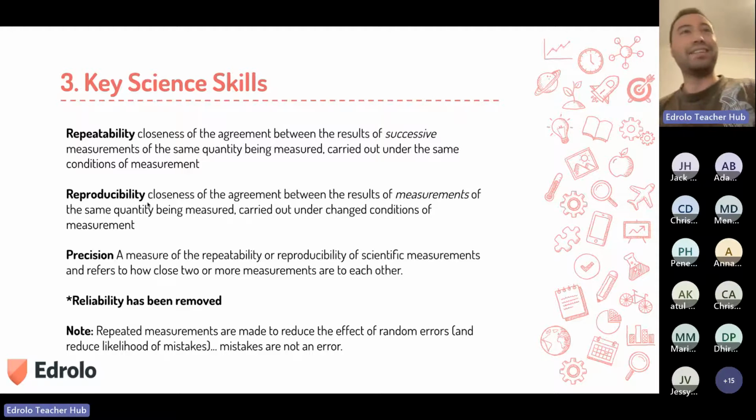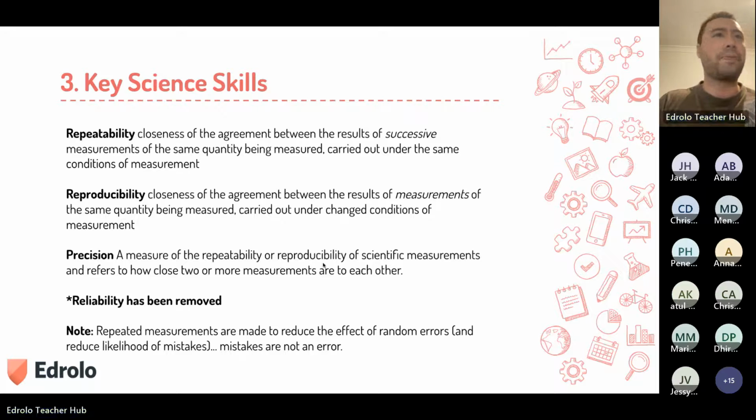Reproducibility is now the term they use for the closeness of the agreement between results of measurements of the same quantities being measured, carried out under changed conditions of measurement. So we're talking about 2 different experiments being reproducible; that's the new word they want to use. Precision is a measure of the repeatability or reproducibility of the scientific measurements and refers to how close 2 or more measurements are to each other.